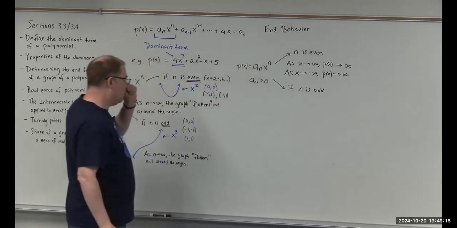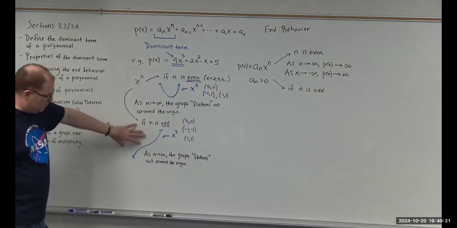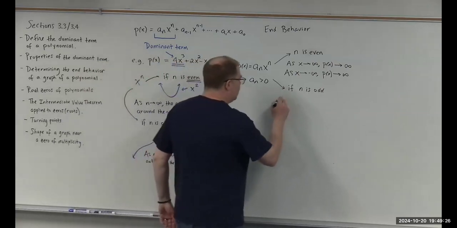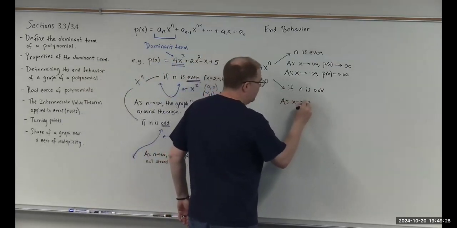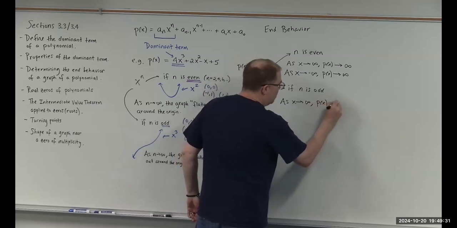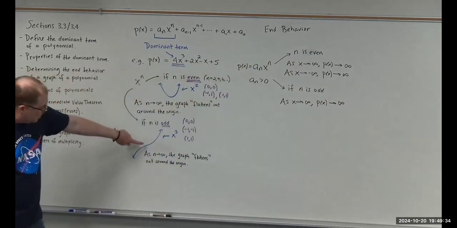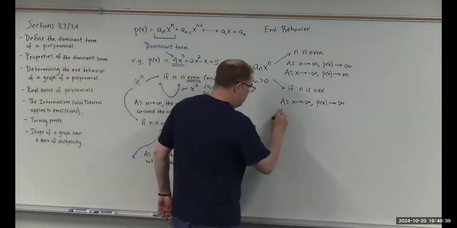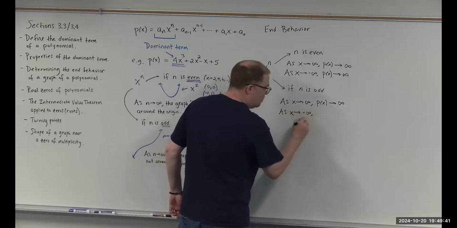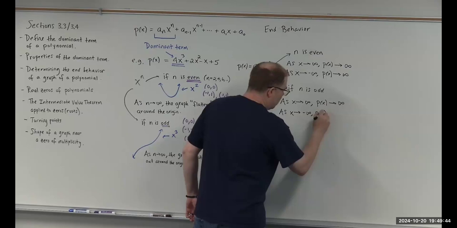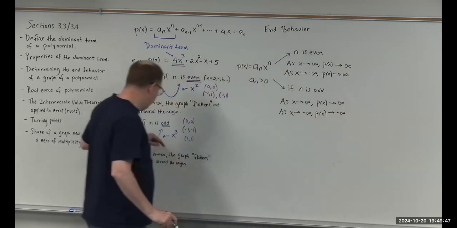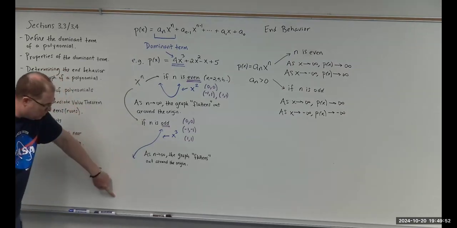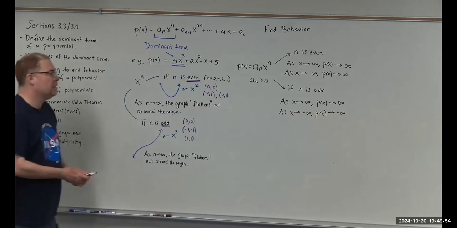If n is odd now, then the end behavior is like this. As x goes to infinity, the y values also go to infinity. As x goes to minus infinity, though, the y values go to negative infinity.